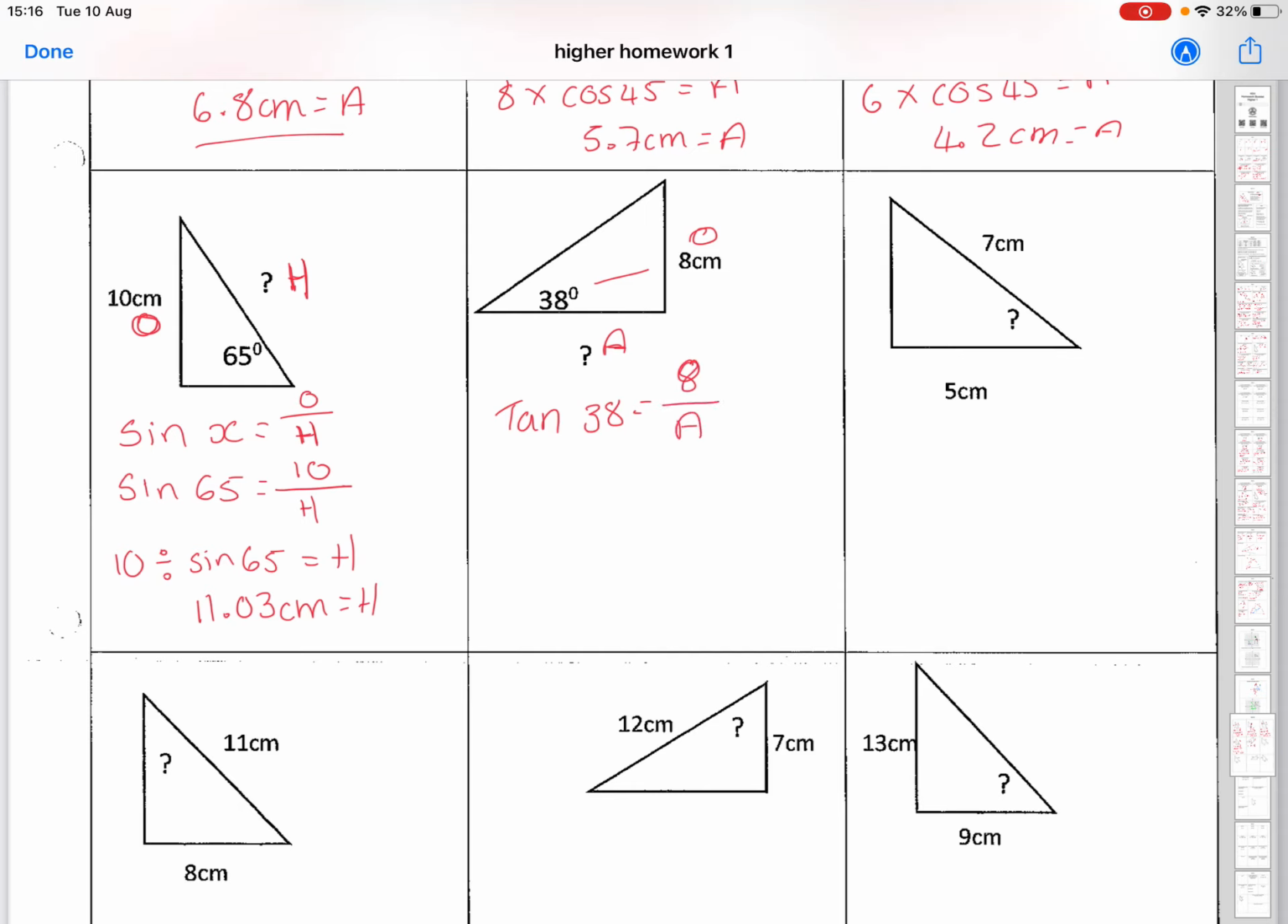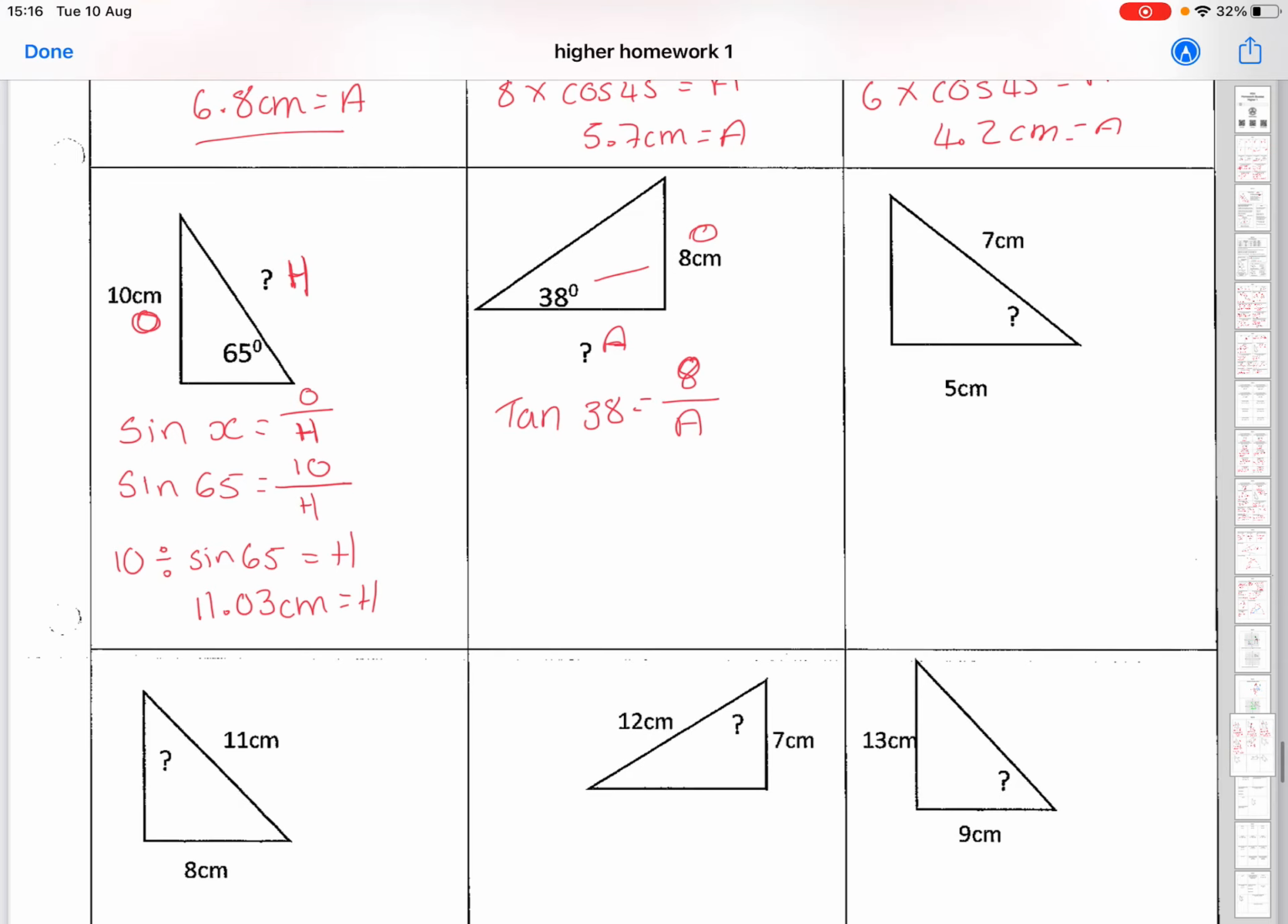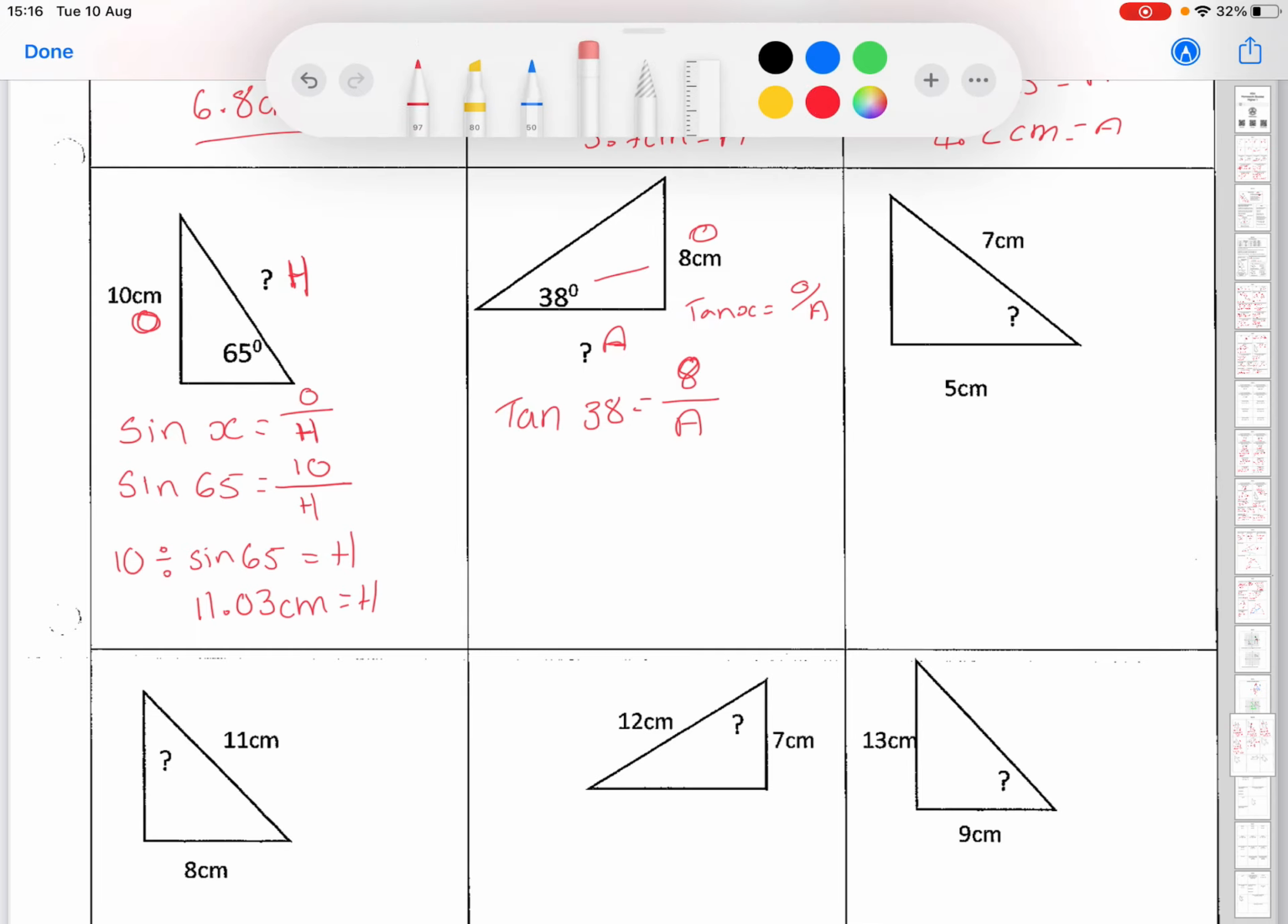Oh, what am I doing now? I wrote X there, I know, I'm just jumping ahead. What have I missed? I've missed out my step. I've got tan of x is O over A. So we've got tan of 38 is going to be your opposite 8 over your adjacent A. The thing we're trying to find is on the bottom, so we're going to divide. So we're going to do 8 divided by tan of 38 to give us our adjacent. I rushed then and got confused. We got 6.3 centimetres for our adjacent.